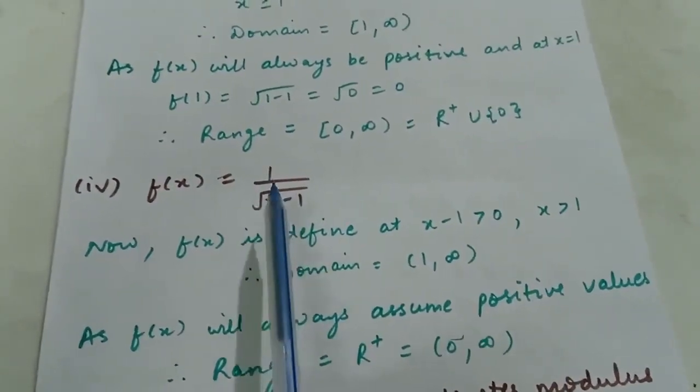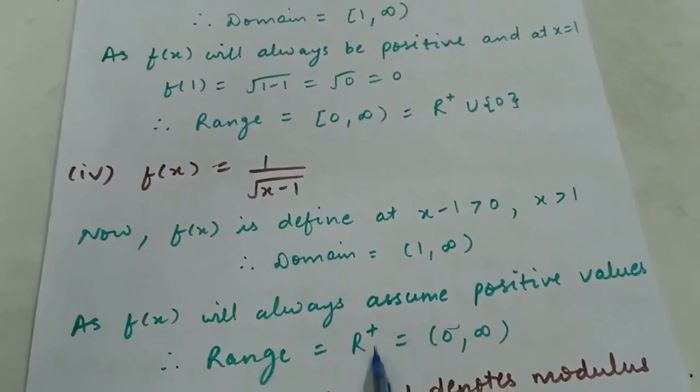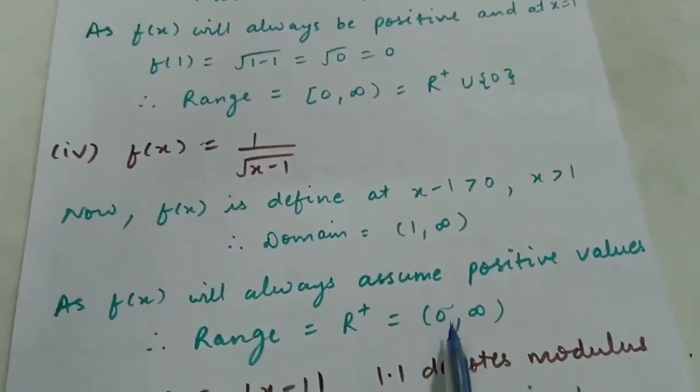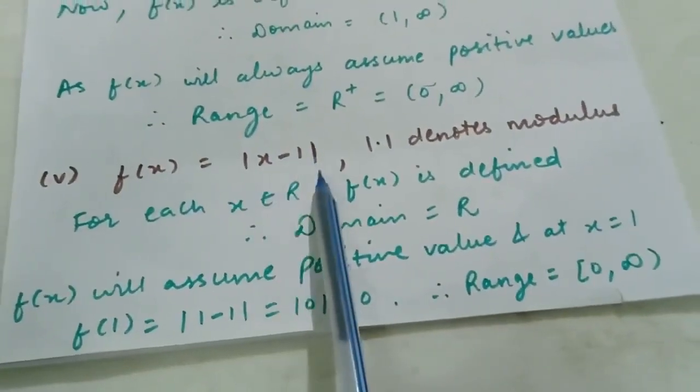Also, this function cannot be 0 for any other value. So ranges are positive, that is from 0 to infinity. 0 is not included. Now next is f(x) is equal to modulus of x minus 1.